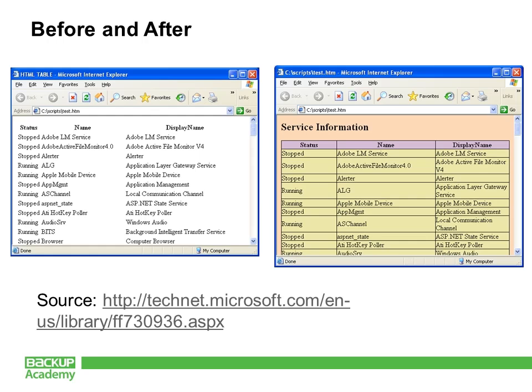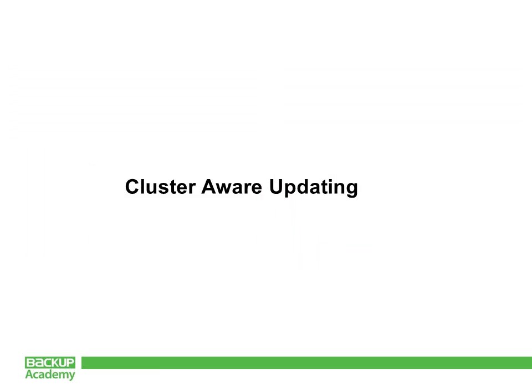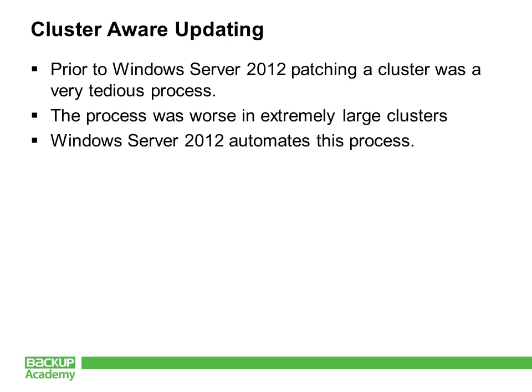So with that said, I want to shift gears and I want to talk about cluster-aware updating. Now, prior to Windows Server 2012, patching a failover cluster was a lot of work, because to do that, you had to basically live migrate all of the virtual machines off of a cluster, or excuse me, off of a cluster node, and then you had to put that node in maintenance mode, do your patching, take the cluster node out of maintenance mode, then move on to the next node, live migrate all of the virtual machines off of that one, put it in maintenance mode, do the patching, and so on and so forth.